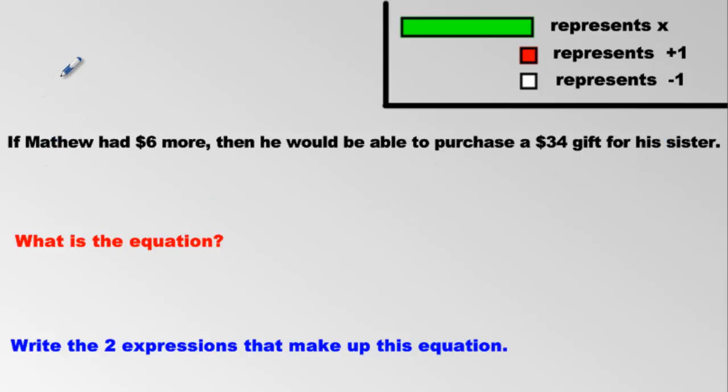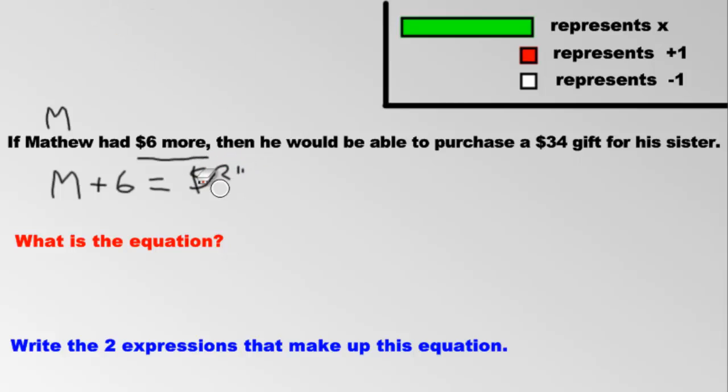What's the mystery here? Always ask yourself, what's the mystery? Always assign your variable first. The mystery here is Matthew. And not just Matthew, but how much money he has. That's the mystery. So I'm going to call this M. If he had $6 more, plus 6, then he would be able to purchase a $34 gift for his sister. Then he would have equals $34.